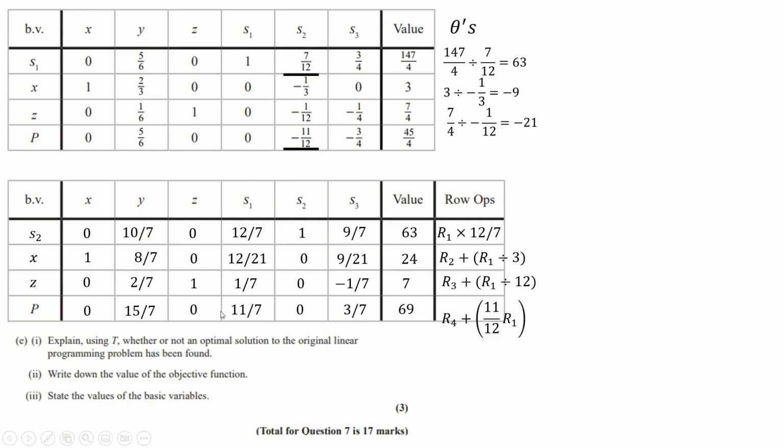And we've got all positives down here, so we found our optimal solution. All the numbers in the p row are positive. It's the value 69, which is nice. And then state the values of the basic variables. S2 is 63, x is 24, and z is 7. And those will be our basic variables. We don't have y just because we just happened not to create a y here. You just write down whichever ones are in this row here.